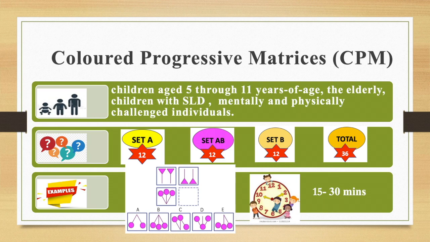Here, have a look at an example. The figure here has been inverted. So we should be finding out an item which is the inverted form of this figure. And the right answer here is B. Children usually take 15 to 30 minutes to do this.